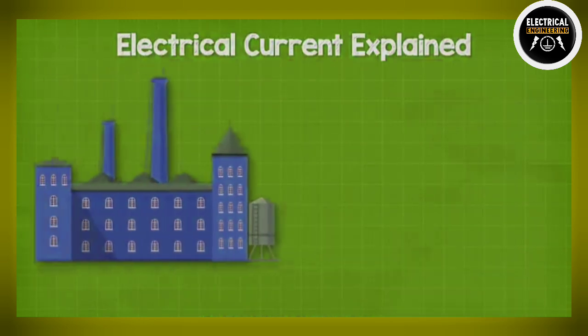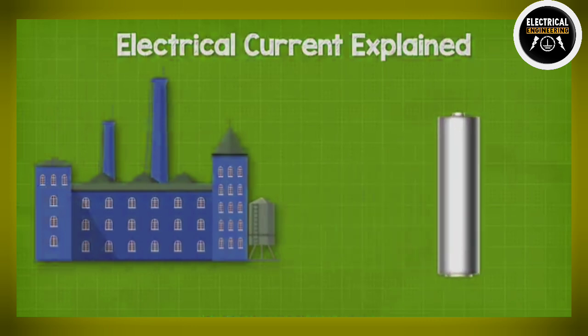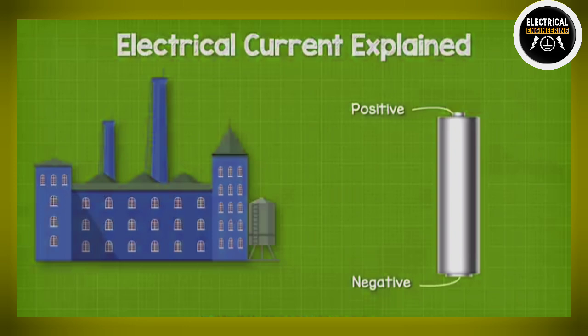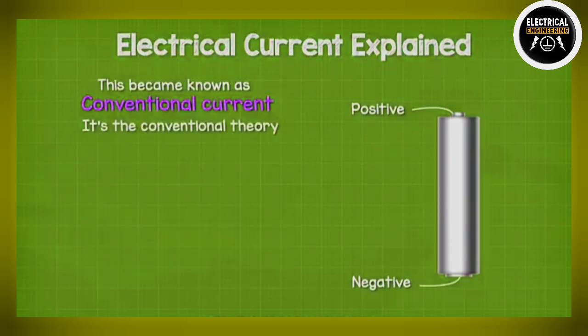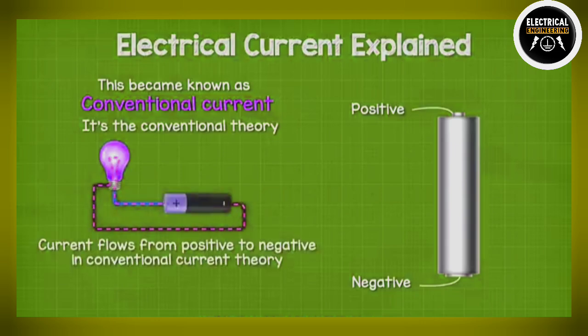Soon, manufacturers started producing batteries based on his work, and so they also said, well, this end is positive and this end is negative, and we still use this naming convention to this day. This became known as conventional current, because it's the conventional theory of how electricity flows.